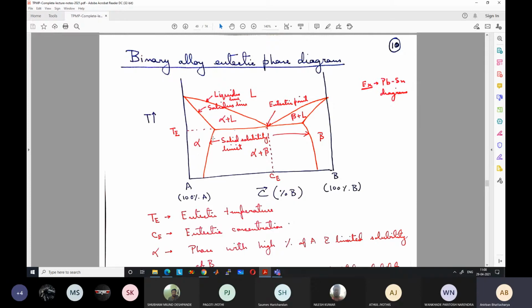So there is a limit of maximum solubility, and this is dependent on the temperature. At higher temperature, they are more soluble. At lower temperature, they are less soluble. Beyond this point, they cannot form a single alloy. So it has to be a mixture of two alloys, because so much of the second component cannot be included in the first component. Only say up to 15% can be included, so the rest of it cannot be included.